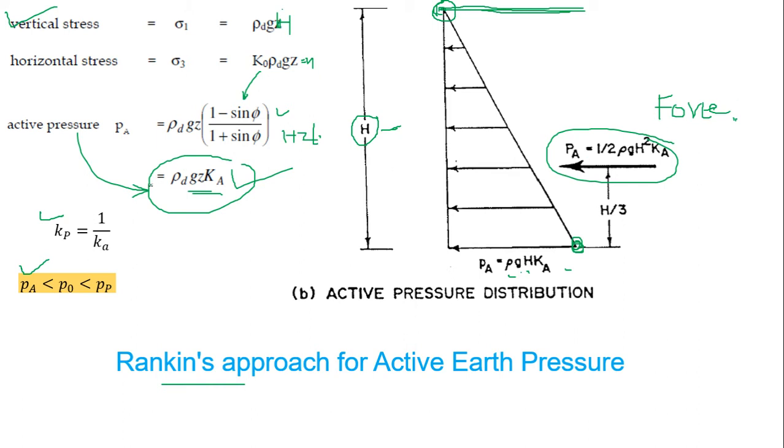Regarding pressure, Sir Rankine has put forth one theory: the active pressure, the normal pressure or the zero pressure we can say, and the passive pressure. The normal pressure is always greater than the active pressure, and the passive pressure is even greater than the active pressure and the normal pressure. So based on this, again this is important for MCQ.